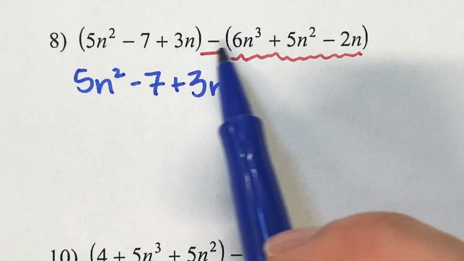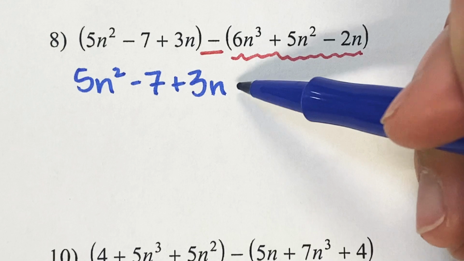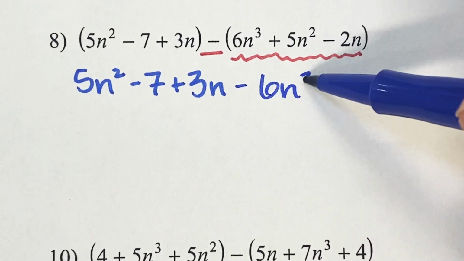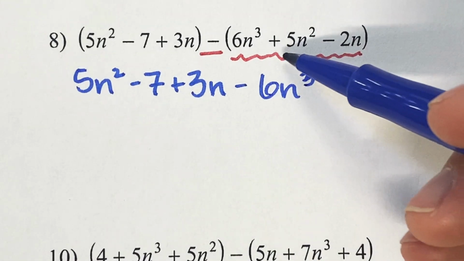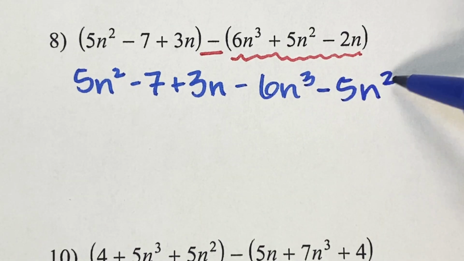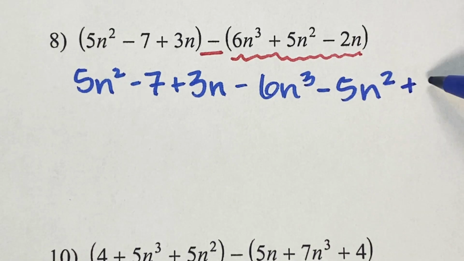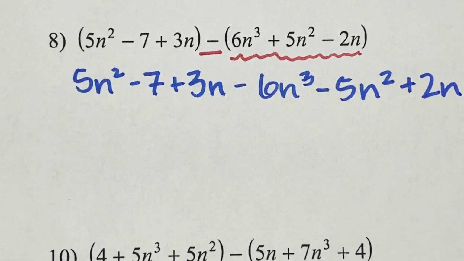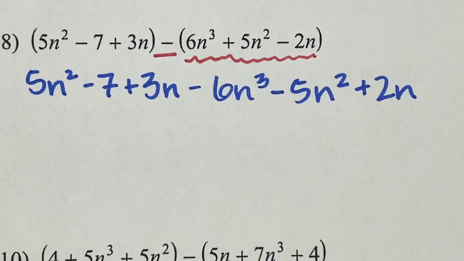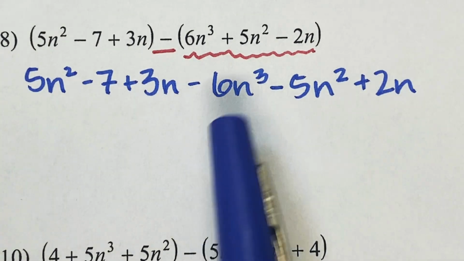Here's where the signs change. This was a positive 6n cubed. Now it's minus 6n cubed. This was a positive 5n squared. Now it's a minus 5n squared. This was a minus 2n. Now it is a positive 2n. So now that we've rewritten it, the signs have changed.